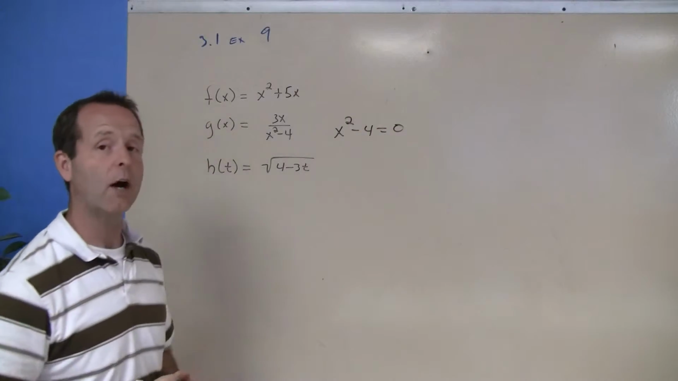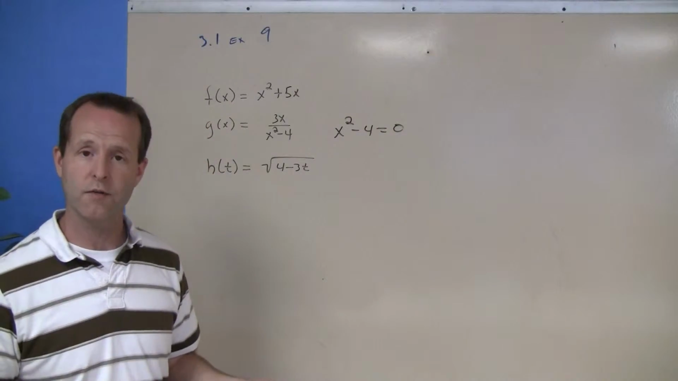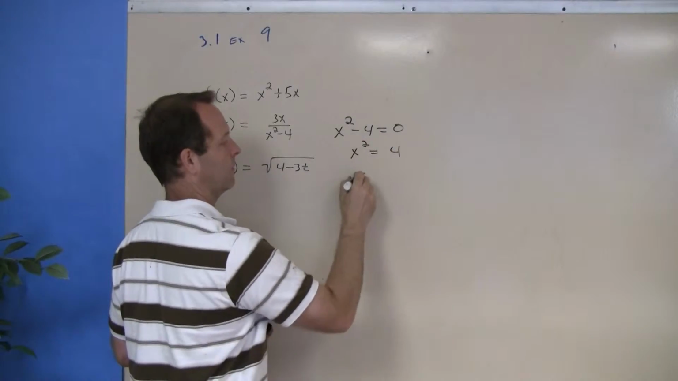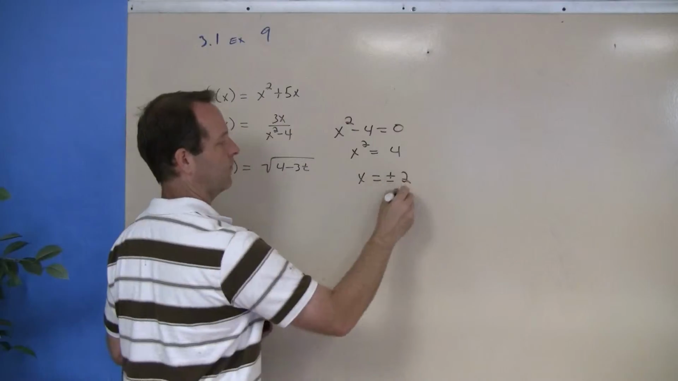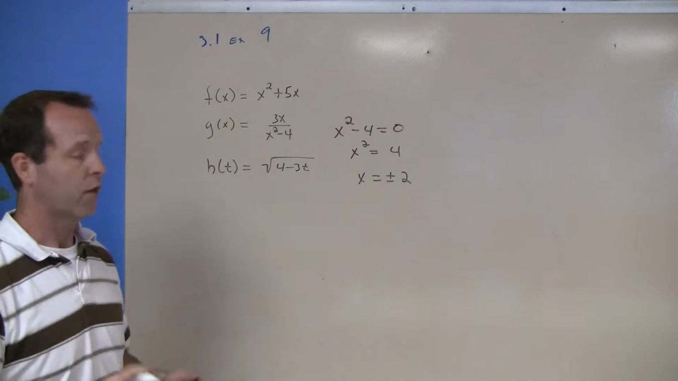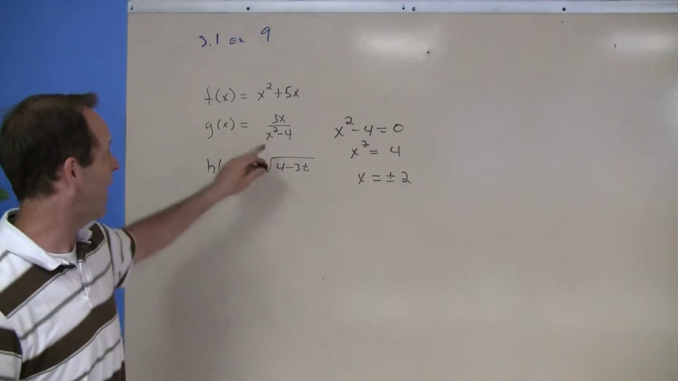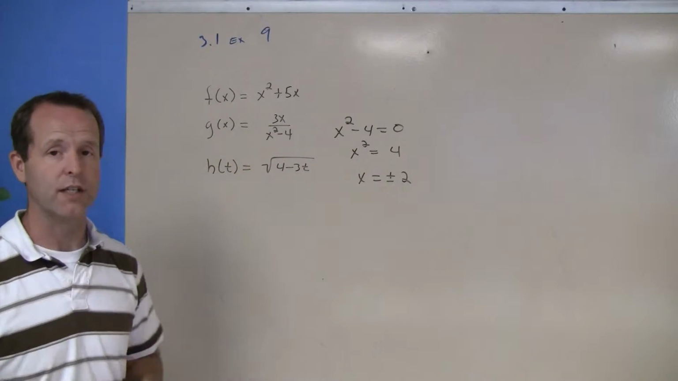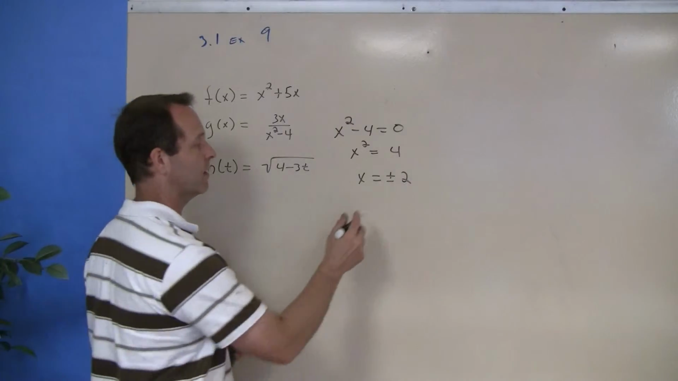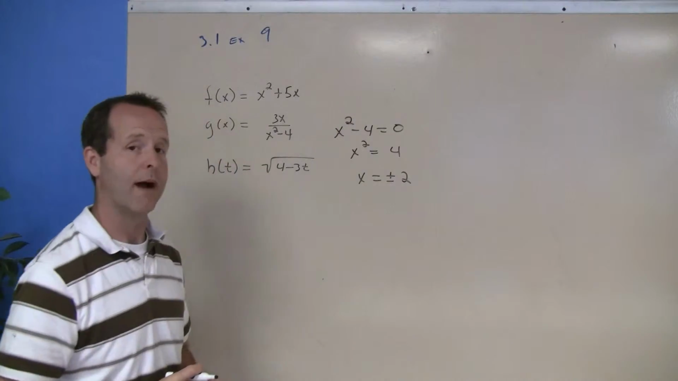So I'm going to set the denominator equal to 0 and find out what those values are. And it looks like the values are plus or minus 2. Those are the two values that make this rational expression, or this function, blow up. So my domain then would be all real numbers except for plus or minus 2.